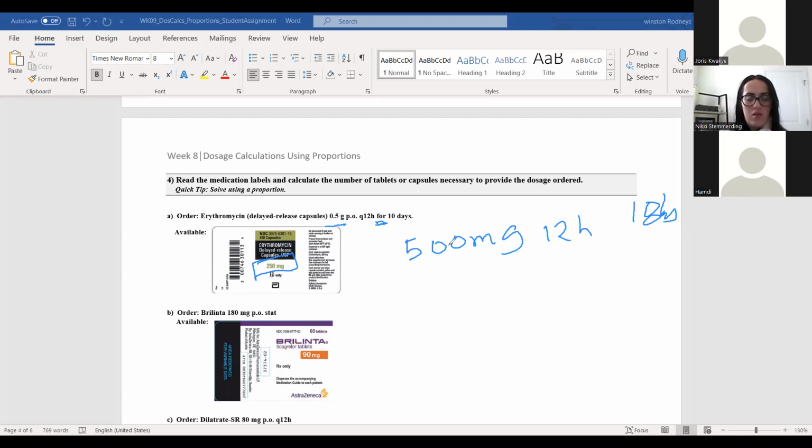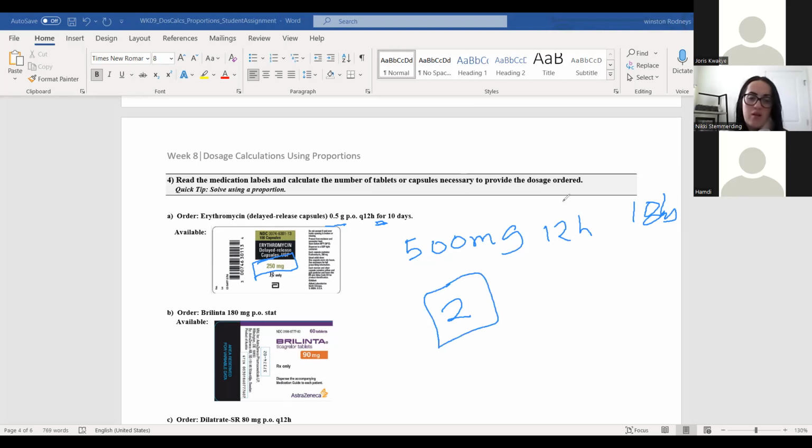Every 12 hours, I'm going to take 2. It says, read the label and calculate the number of tablets or capsules necessary to provide the dosage ordered. So you're going to need 2 every 12 hours. 2 tablets. Are they capsules? They're delayed release capsules, right? So you're going to need 2 capsules every 12 hours.